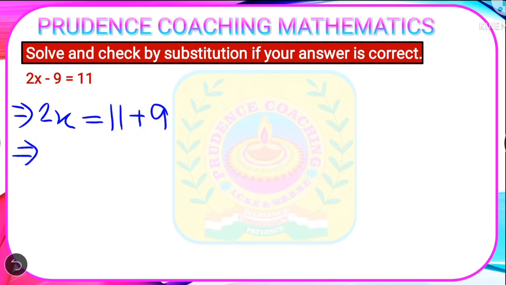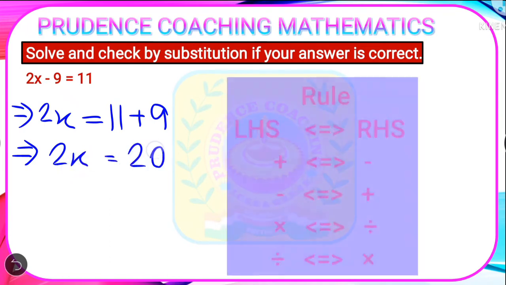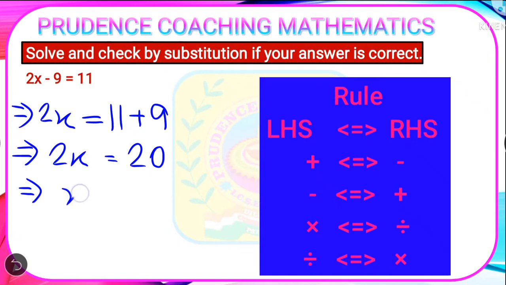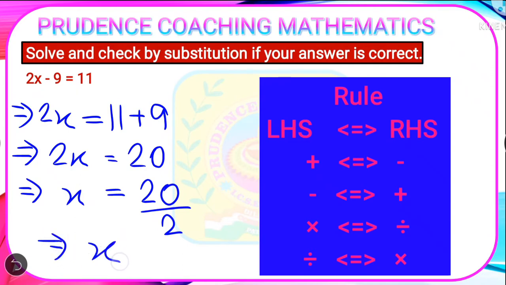After that, if you solve, you will get 2x equals 11 plus 9, which is 20. And the value of x finally you will get by taking the 2, the coefficient of x, towards the right. That will become division, because 2 was in multiplication on the left hand side, 2 into x. That multiplication will become division. So finally we will get the value of x, that is 20 divided by 2, that is 10.